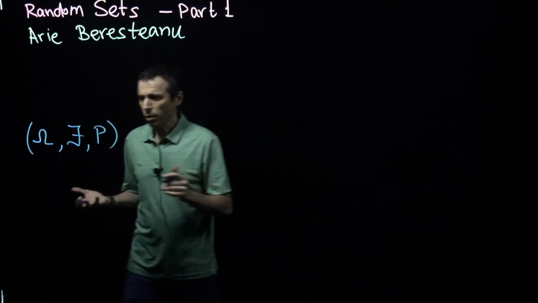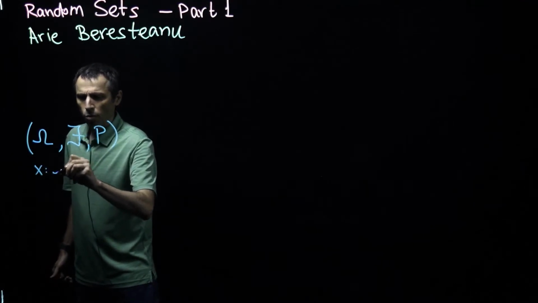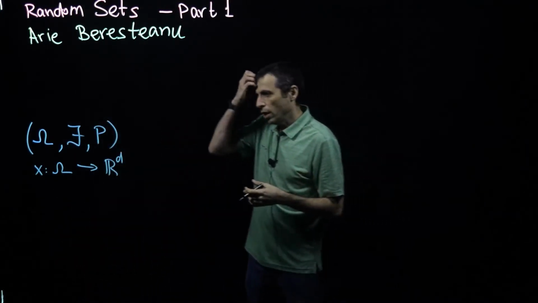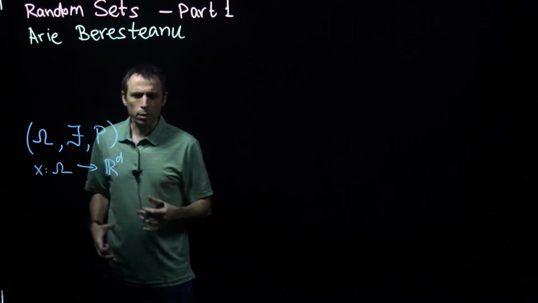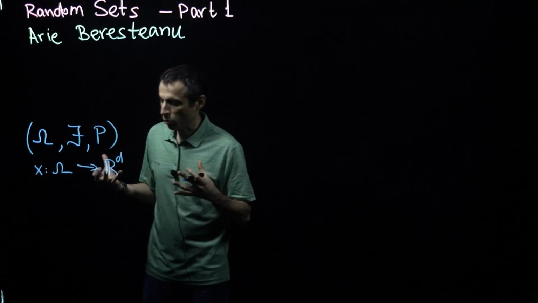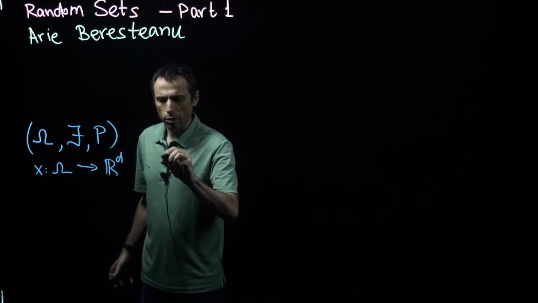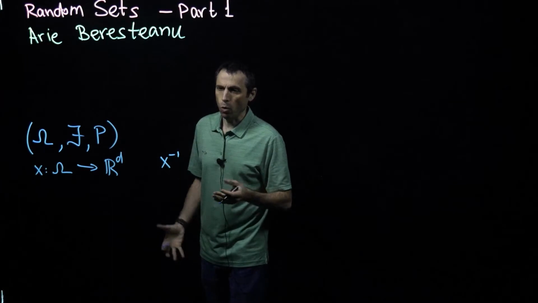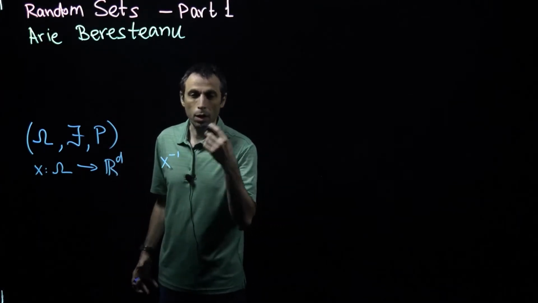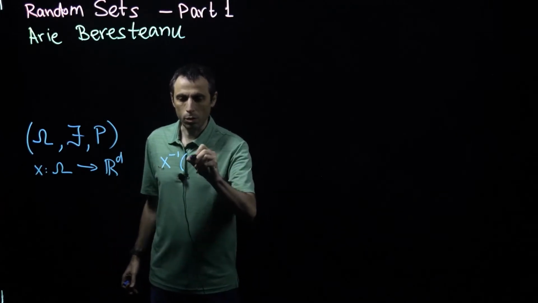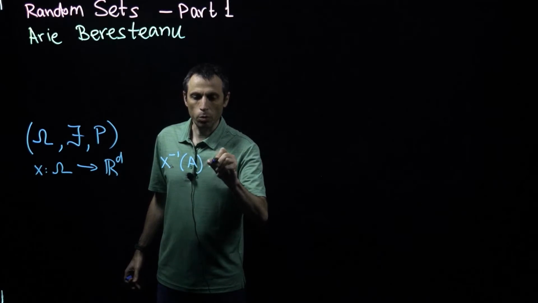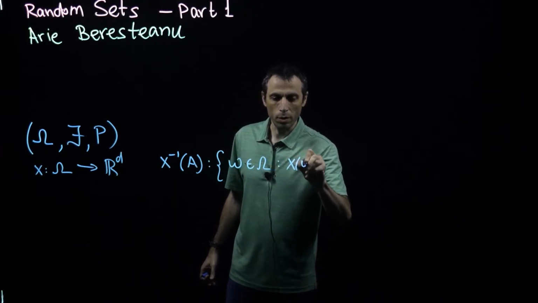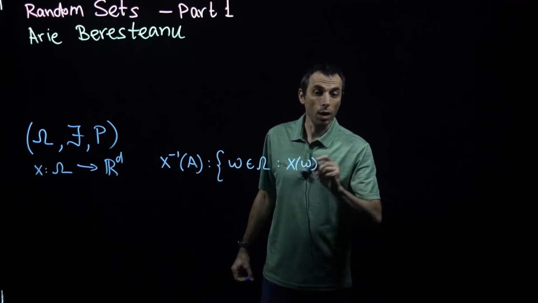Okay, a regular random variable, as you may know, is a mapping X from omega to, let's say, R^d. So we are talking about real valued or real vector valued random variables. And for it to be a random variable, it has to be measurable. So we will look at X^-1 of some measurable set in R^d, let's call it set A, and that will be all the omegas in omega such that X of omega is in A.